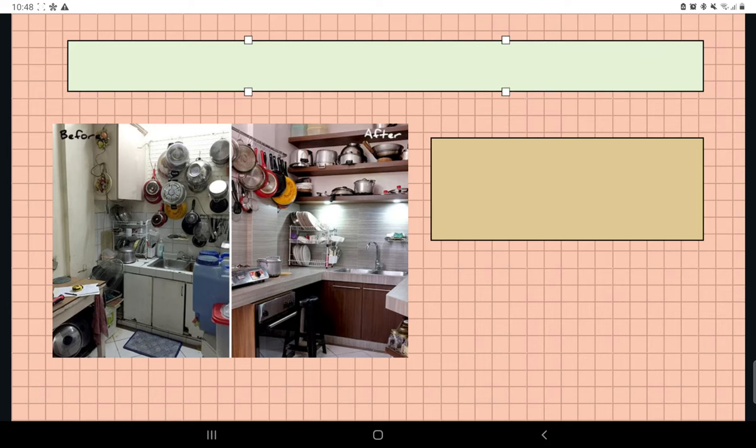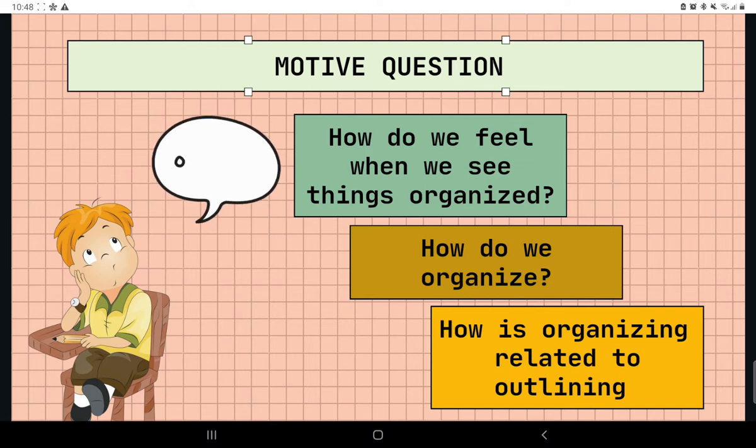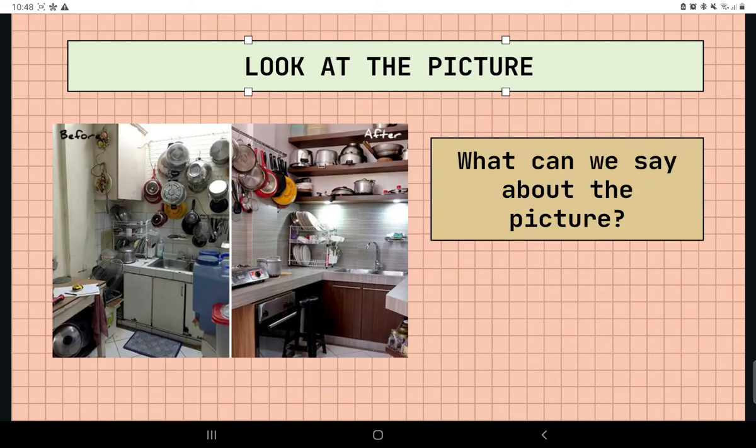For the next slide, let's answer these motive questions. The first one is, how do we feel when we see things organized? How does it make you feel, seeing the first kitchen and the second kitchen? Imagine living in a house with a kitchen like the first one. How would you feel? Would you enjoy cooking and eating and staying there? Compared to the other one, maybe if you were in the messy one, every minute you would be washing plates or covering your cooking, or vlogging, right?